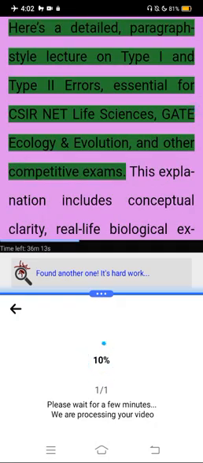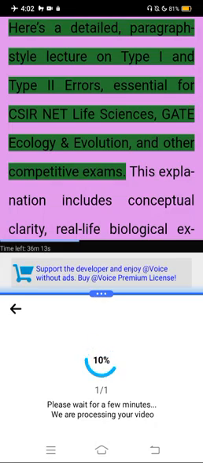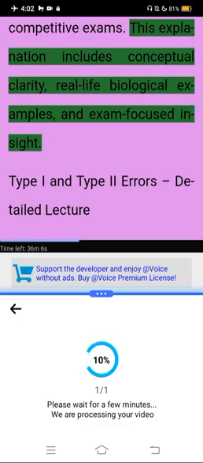Here's a detailed, paragraph-style lecture on type 1 and type 2 errors, essential for CSIR NET Life Sciences, GATE Ecology and Evolution, and other competitive exams. This explanation includes conceptual clarity, real-life biological examples, and exam-focused insight.